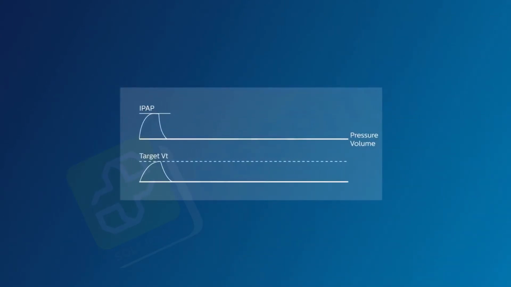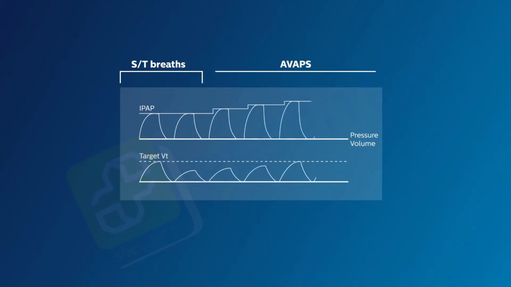In the ST mode, you can set a fixed IPAP and therefore a fixed pressure support. The tidal volume is a result of patient effort and the pressure support. In AVAPS, IPAP varies. The tidal volume will also vary, but the average tidal volume over the course of 1 minute will be targeted to what is set.